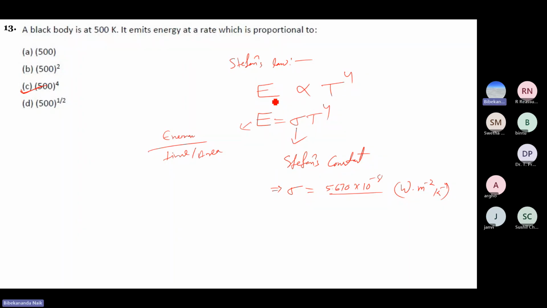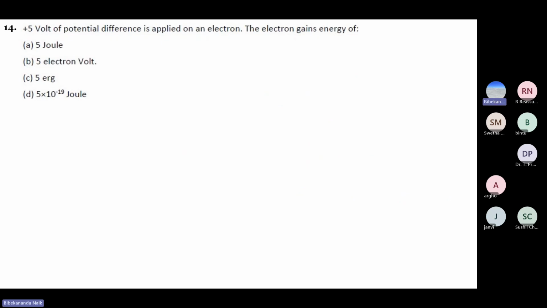Yes, sir. Okay, so let's go to the next question. The question says if 5 volt of potential difference is applied on an electron, the electron gains energy of option A 5 joule, option B 5 electron volt, option C 5 erg, and option D 5 into 10 to the power minus 19 joule. So what will be the correct option?